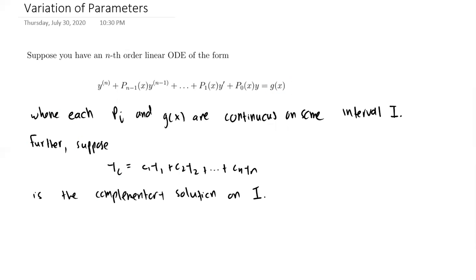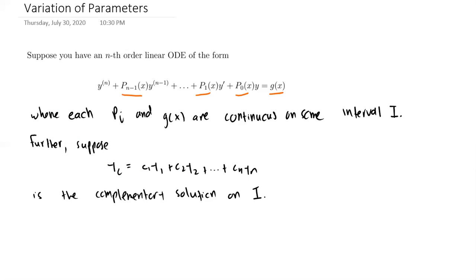So what were the assumptions that we needed for the method of variation of parameters? Well, we needed each of the coefficient functions, after we've divided by whatever is multiplying the highest order derivative, including g of x, whatever's on the other side, all of those have to be continuous on some interval I. Moreover, we either have to be able to find the complementary solution, or we have to have the complementary solution given to us. In the case that the coefficient functions are constants, we can find the complementary solution.